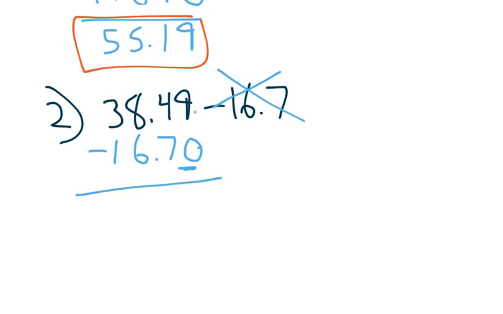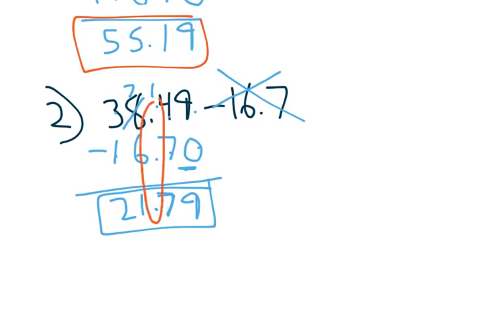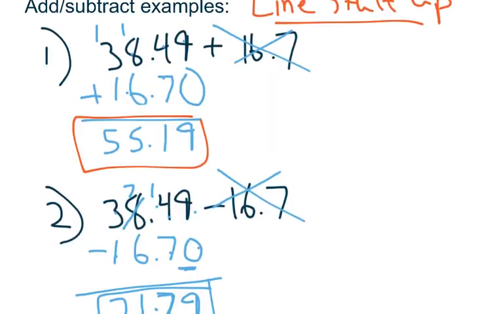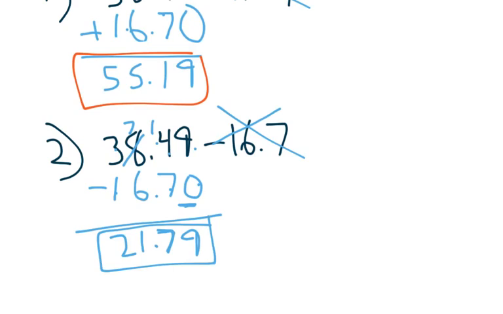So now we're going 9 minus 0, which is 9. 4 minus 7, we have to borrow. Make that a 3. Think of this as 14. 14 minus 7 is 7. 7 minus 6 is 1. 3 minus 1 is 2. And there we go. And again, notice this nice vertical line of the decimals, showing us that we've done this correctly. So when it comes to adding and subtracting, it's all about lining stuff up and then applying the numbers, whether you're adding or subtracting them, to the other number of the same place value.